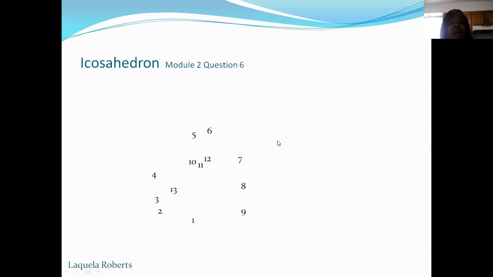Lastly, our icosahedron. And we're going to do the same thing, and we're going to build our icosahedron. And what is an icosahedron? It's a solid figure with 20 plane faces. Wow, that is a lot. So it's shaped like a triangle as well. So let's see how many faces it has.